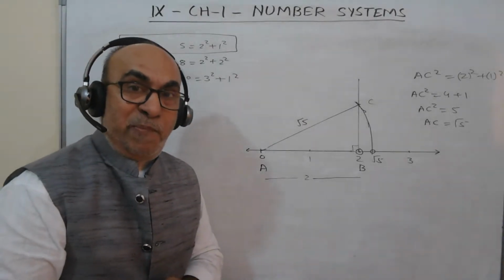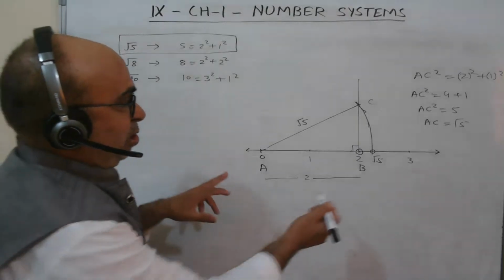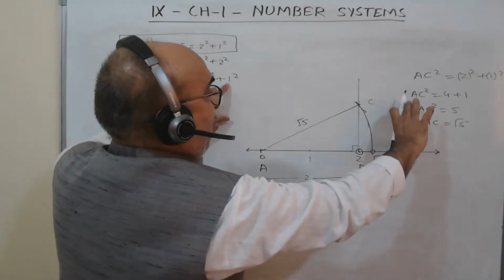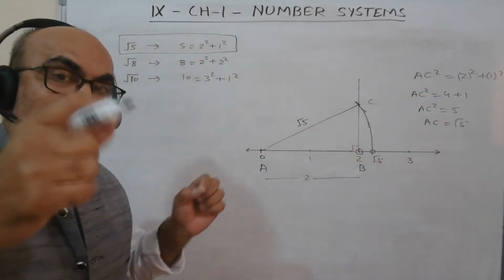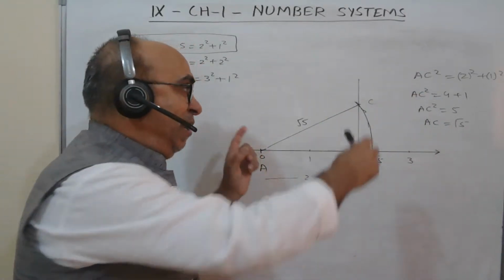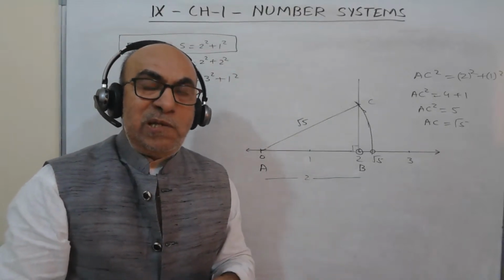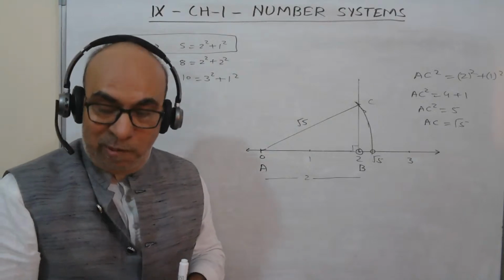Similarly, if you want to represent square root 10 on the number line, so this is 3. So at 3 you have to draw a perpendicular. The second number is 1, you have to take 1 here. Join it, that hypotenuse will represent square root 10, and then with the help of compass represent it on the number line. So this is about the representation of irrational numbers on the number line.